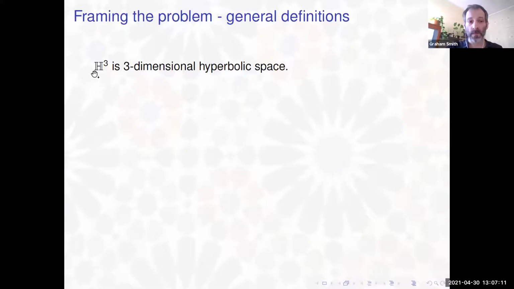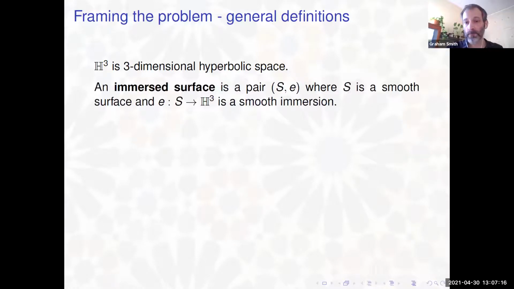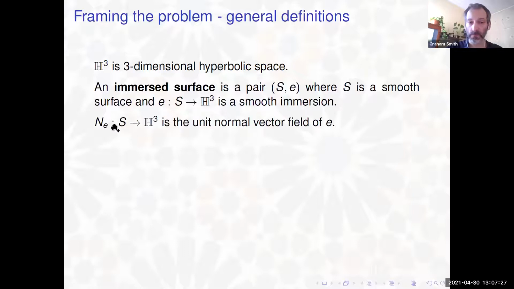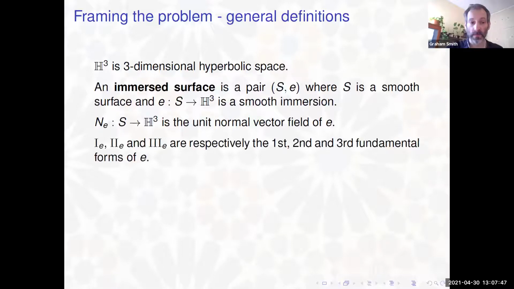Here, H3 will always denote three-dimensional hyperbolic space. An immersed surface in H3 will be defined to be a pair (S, E), where S is a smooth surface and E is a smooth immersion. When we have an immersed surface, we denote by NE its unit normal vector field. Now for me, everything is going to be oriented. So this normal vector field is going to be the positively oriented vector field relative to the orientation of the surface and the ambient space.